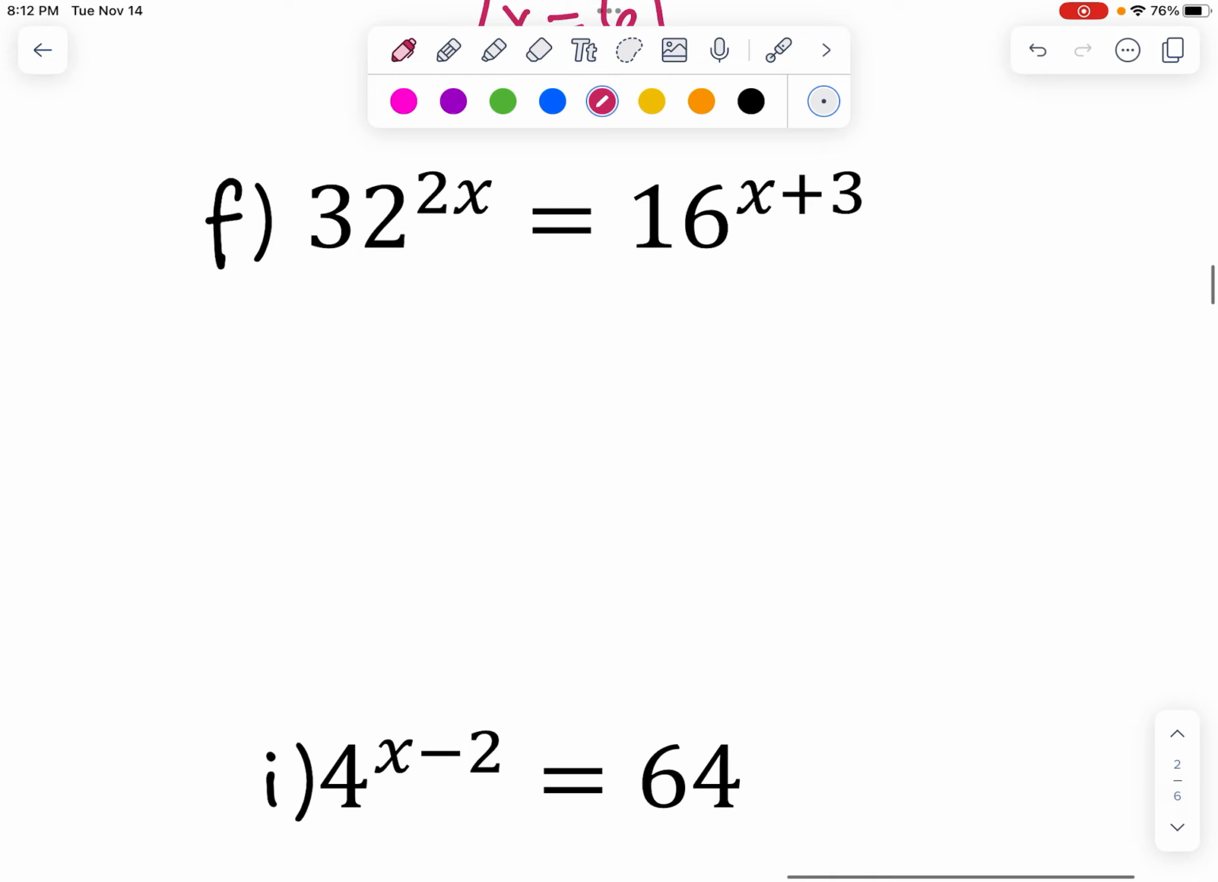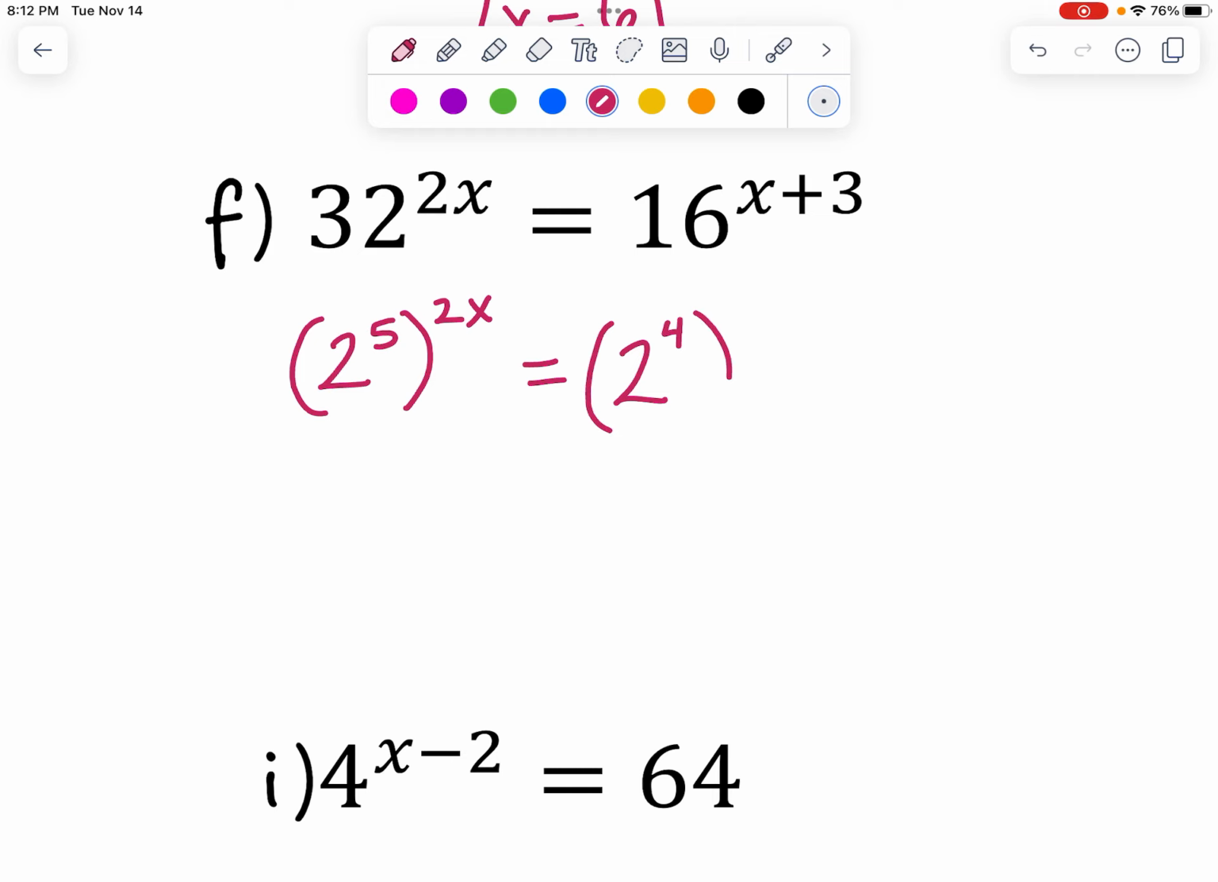All right, in this next one, I have 32 to the 2x power equals 16 to the x plus 3. Now, I know that 16 times 2 is 32, but that doesn't help us here because remember, we have to rewrite these as a base to an exponent. So that won't work. We can try some other numbers though. I know that 2 to the 5th power is 32. Bring down the 2x. And 2 to the 4th power is 16.